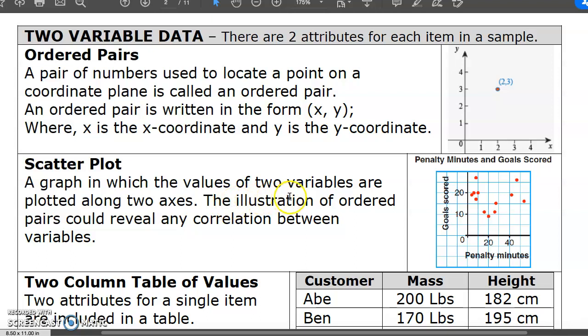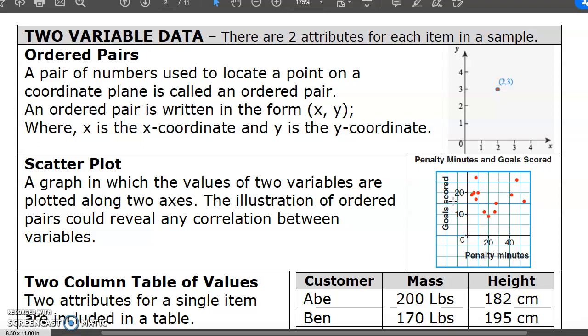The illustration of ordered pairs could reveal any correlation between variables. So a correlation refers to the trend that we see with these dots, if there's some type of pattern that emerges. So we can have linear, quadratic, exponential, any type of pattern that we observe might hint towards some type of connection or some correlation between the x and y axis.